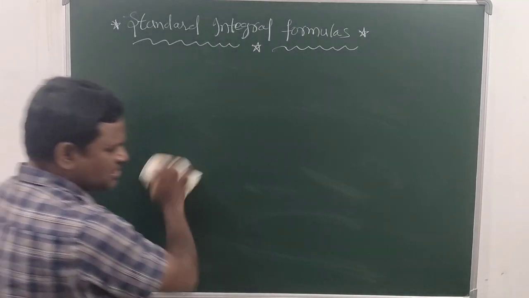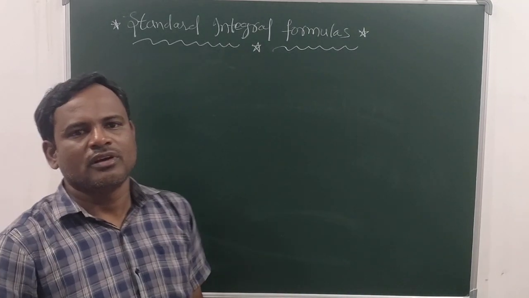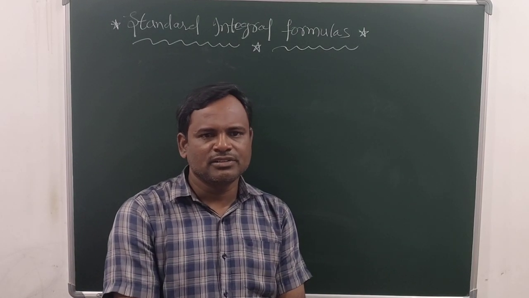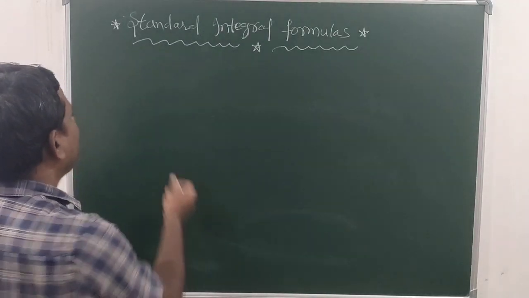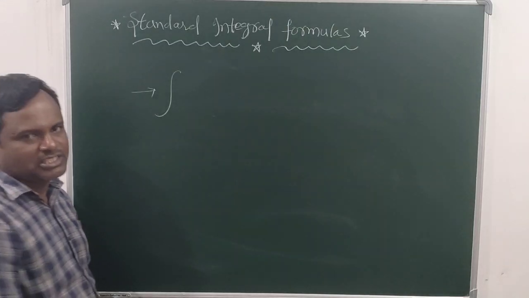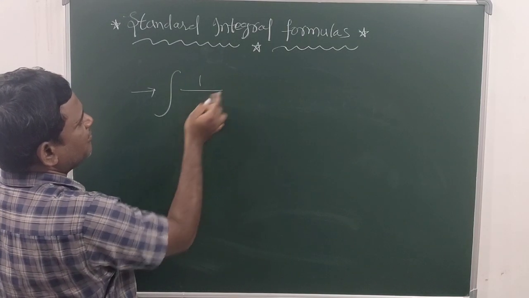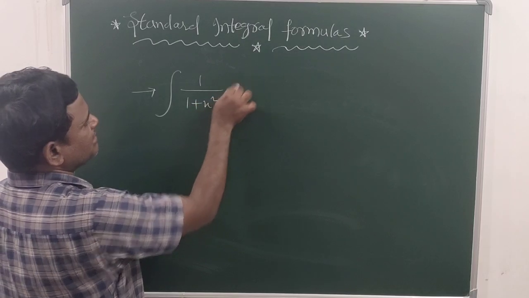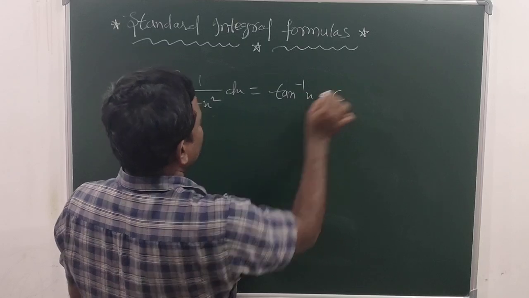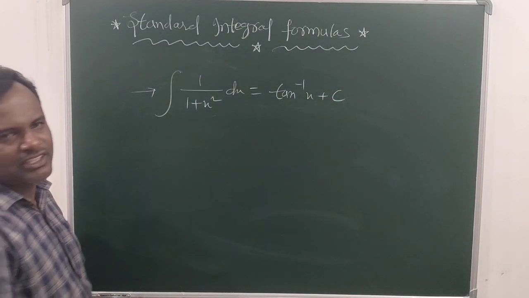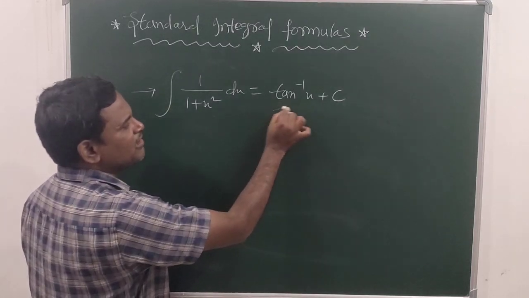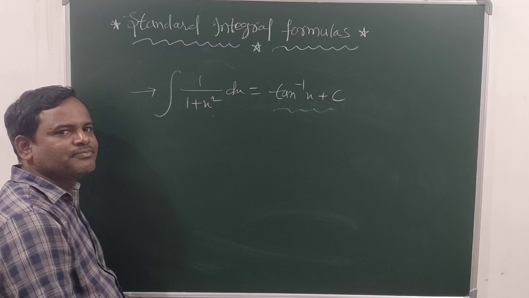So these are some standard integral formulas from hyperbolic trigonometric functions. So now let us move to some standard integral formulas from inverse trigonometric functions. See here, integral of 1 by 1 plus x square dx is equal to tan inverse of x plus c. Actually it is called a rational function. If you integrate it, you will get tan inverse of x plus c. It is one of the inverse trigonometric functions.